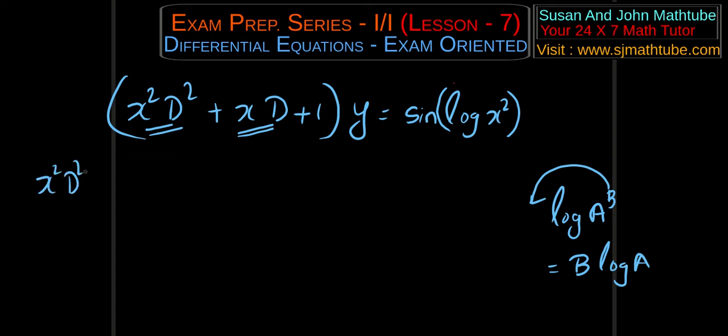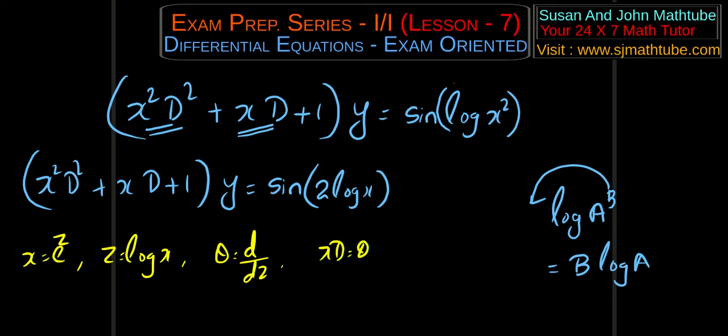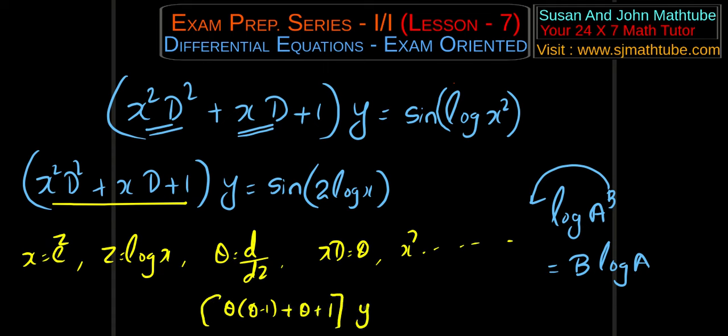So you get x square d square plus x into d plus 1 of y is equal to sine 2 log x. Okay, now this is Cauchy Euler, so we go for the regular substitution. Put x equal to e power z, z equal to log x, and theta equal to d by dz, and xd equal to theta, x square d square equal to theta, theta minus 1, etc. So you substitute. So the left side becomes theta times theta minus 1 plus theta plus 1 of y is equal to sine 2 times, what is log x? Look at this, yeah, set. And this is type 2 and it's in your control now.